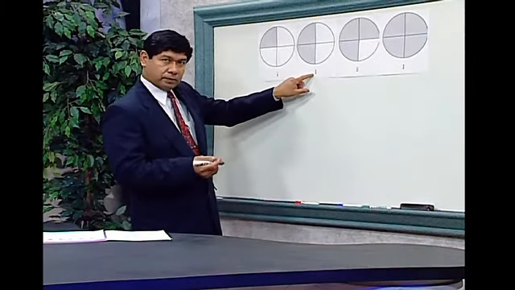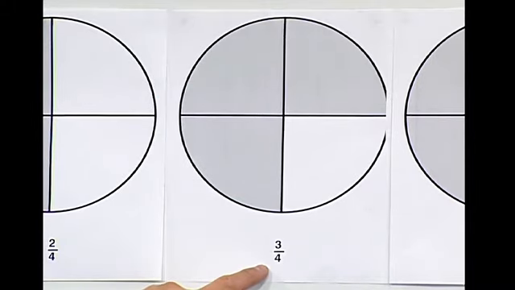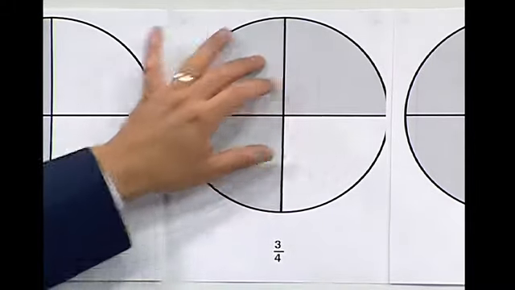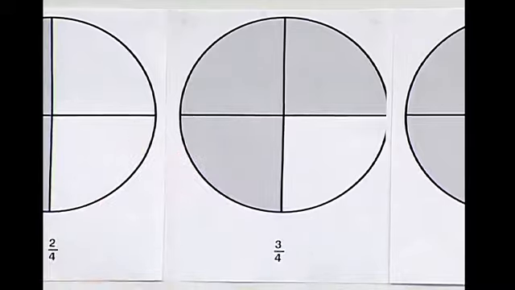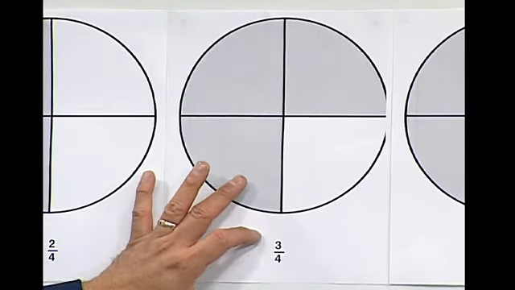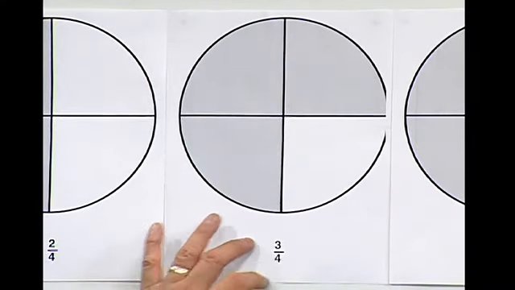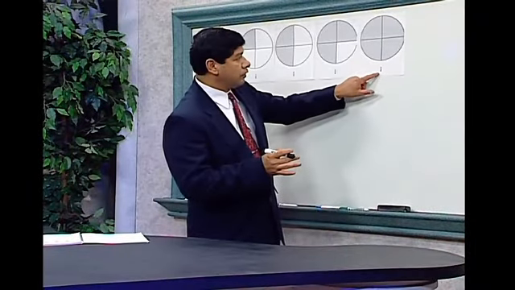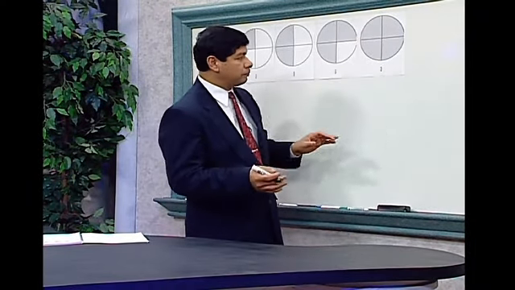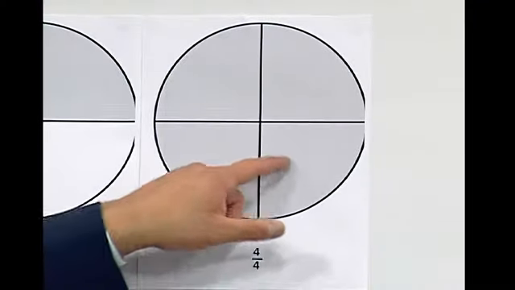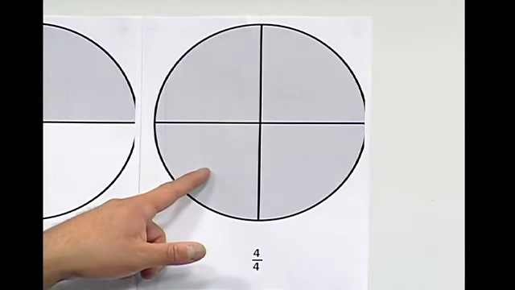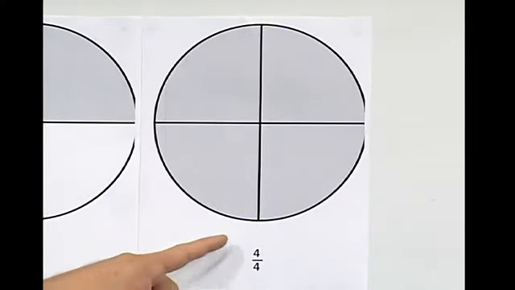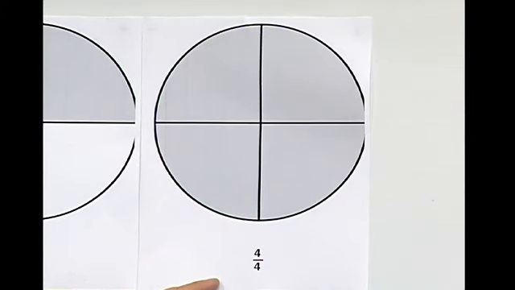Again, the same model. We have this model divided into 4 equal parts. Our denominator is 4. And of the 4 parts, 3 are shaded, so we're looking at 3 parts. Thus, 3/4. Our last model, again, the model is divided into 4 equal parts. We are interested in 4 of the 4 parts because 4 parts are shaded, so we have 4/4.